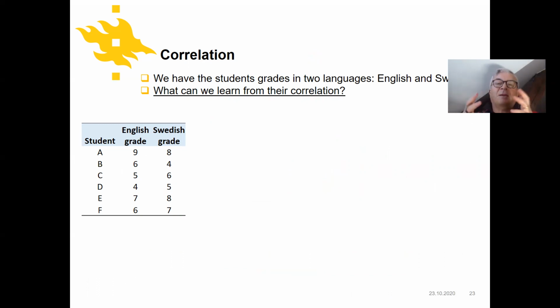We are interested in, if you have one thing and another thing, do these vary in the same direction or different direction, but do they have some kind of covariance? So for instance, here in this example, you have grades in English and Swedish for the same students. Do they correlate, and how can we explain, what can we learn from this correlation?